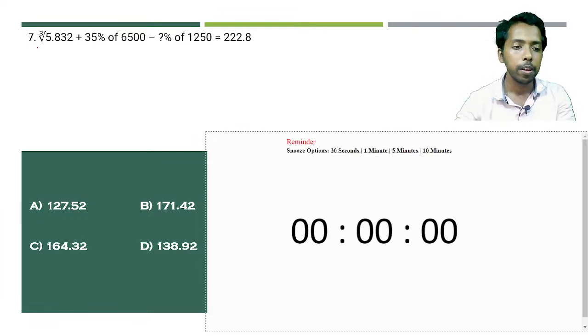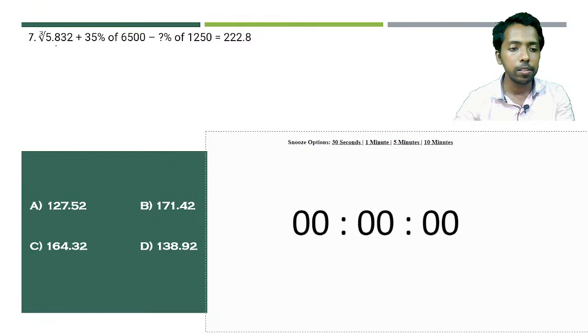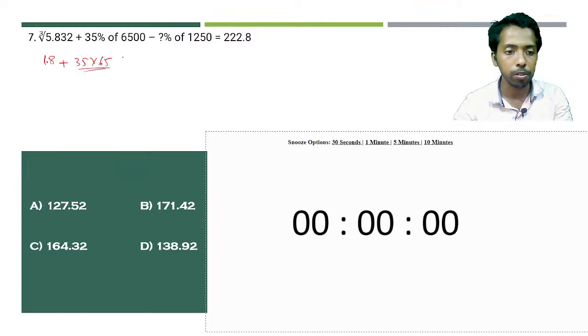Okay. This is cube root of 5832. 5832, if we forget for the timing that there is no decimal, 5832 is the cube of 18, right? So this is 1.8. Cube root of 5.832, that is 1.8. Plus 35%. 35%, that means 35 into 65, there is a trick to multiply this. I will discuss it. Minus x% of 1250. This is 222.8. Now 65 into 35. What is the purpose? What is the logic to multiply this?